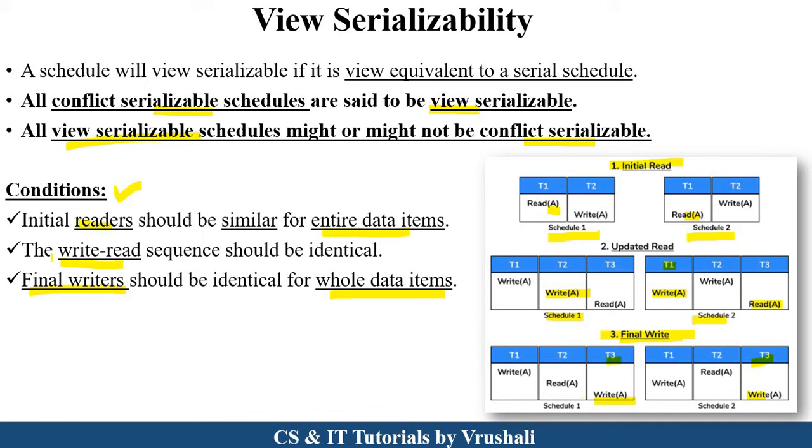So what were the conditions? First, initially read the same data item in the same transaction. Second condition is read-write operations. And third condition is final write operations performed by the same transaction. So these three conditions you need to apply on the view serializability example. So let's solve the example.